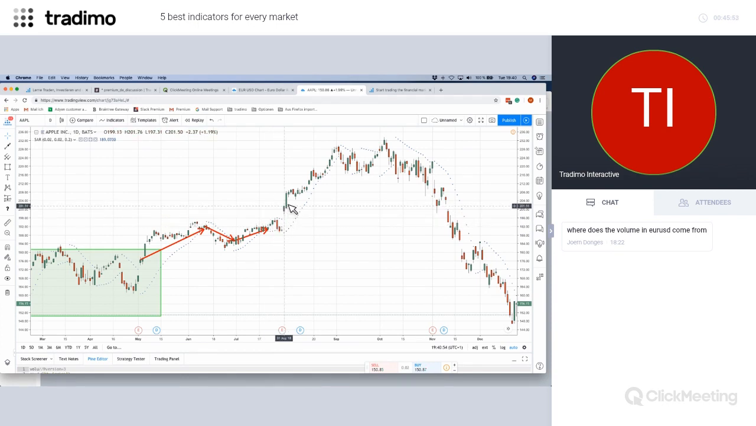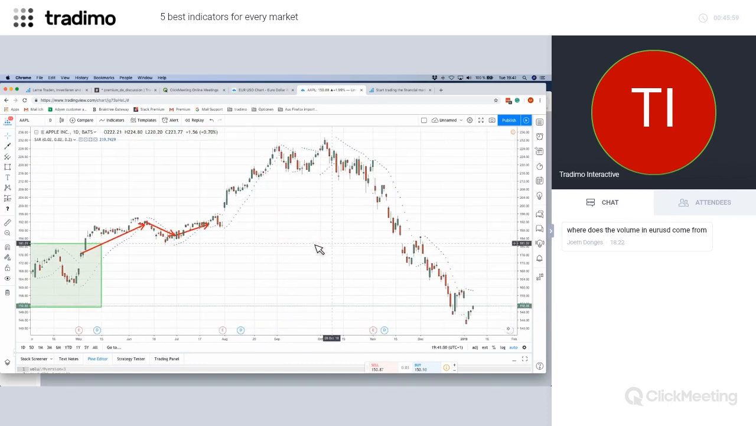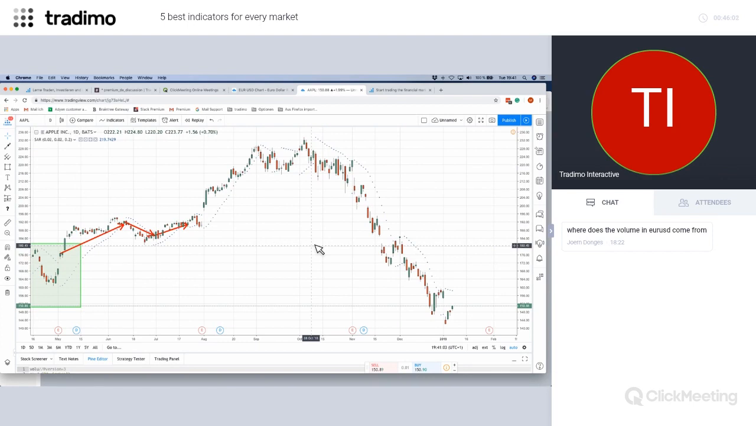Then you enter the market here again, exit here, you make a lot of money, and so on and so on. So the parabolic SAR is a very powerful indicator in my eyes. And I think it is worth working with the parabolic SAR.